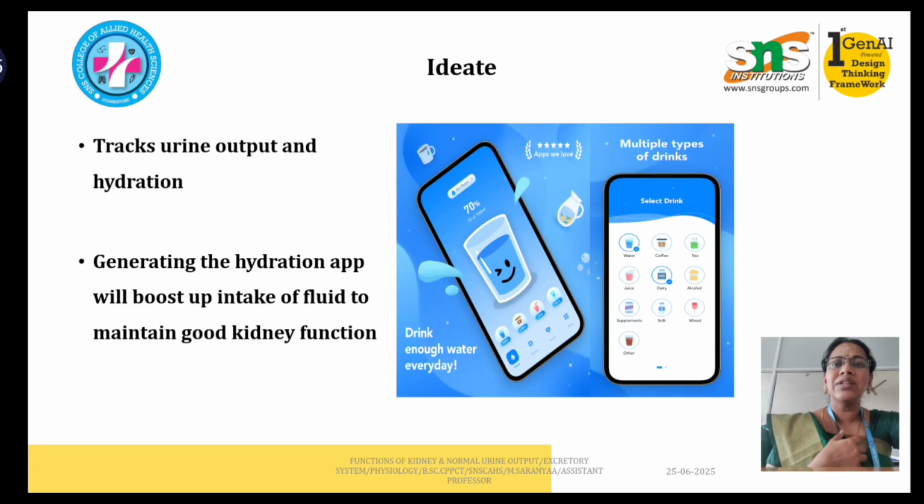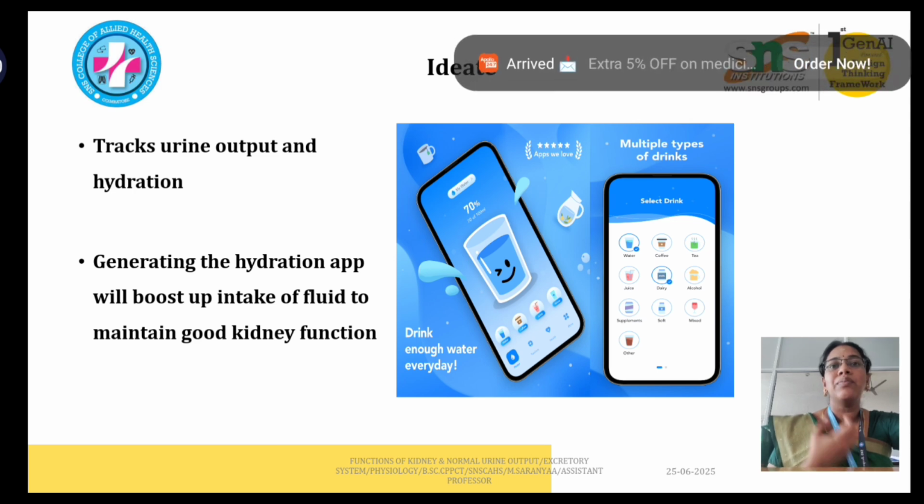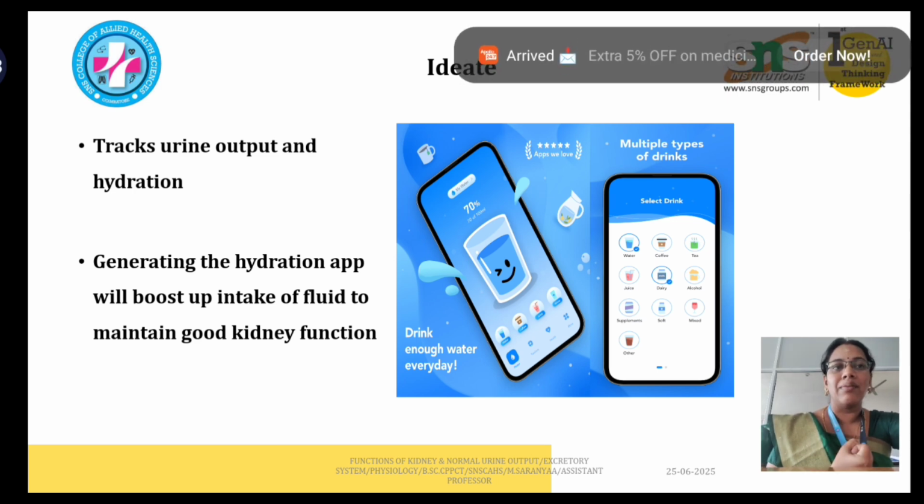So, I want to drink more water. What can I do? But I don't have time, or else I forget to drink water. That leads to kidney damage or kidney failure. I was very afraid of it. What shall I do? I want to have some app with me, which is the main ideate part. So you can track your urine output and hydration with the help of an app. It will give you a reminder to drink water. It will boost your water intake and help you maintain the urine output.